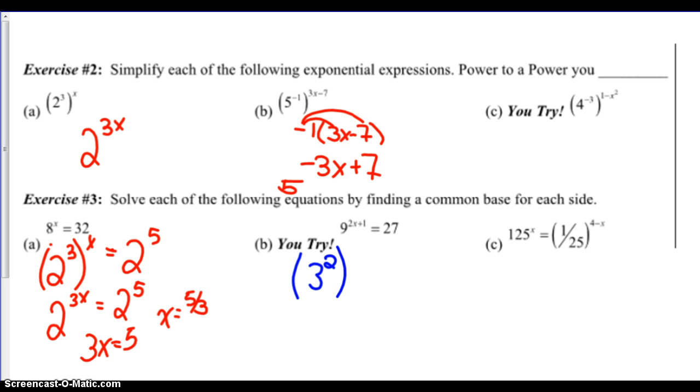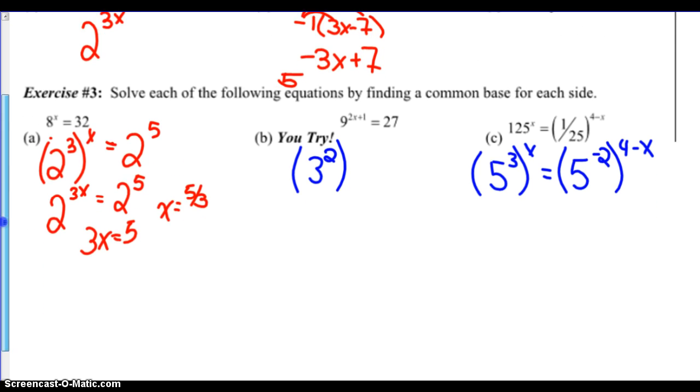And I'm going to think about 125. I'm going to factor that. Menu, number, factor, 125. And I get 5 to the 3rd. So 5 to the 3rd to the x. And then 1/25 factors is 5 to the negative 2 raised to the 4 minus x. Get myself some more space here.